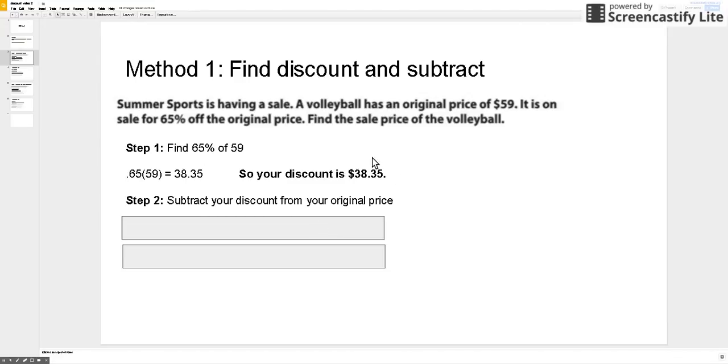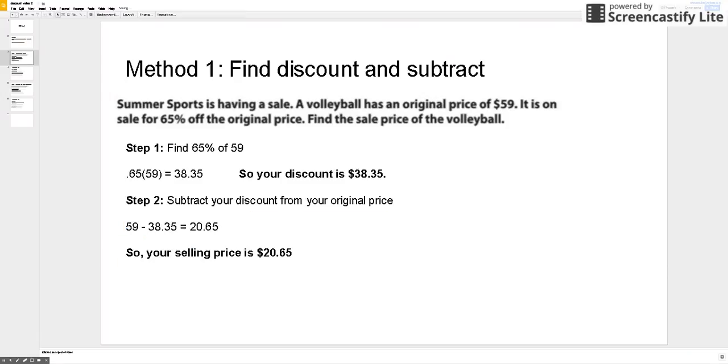Next, we would subtract our discount. So this is our discount from the original price. Okay, so we're going to take $59 minus $38.35 and we get $20.65. So our selling price for this problem would be $20.65.